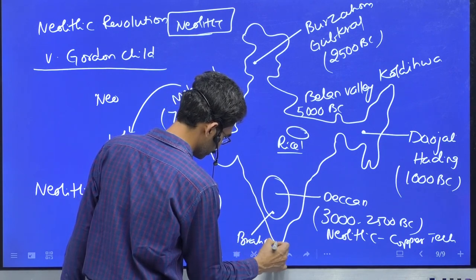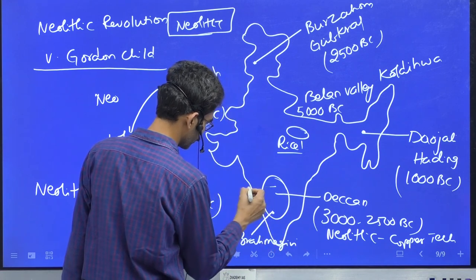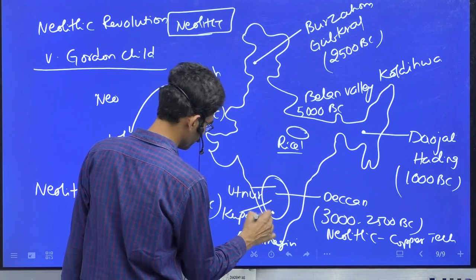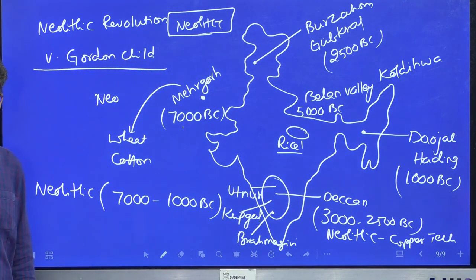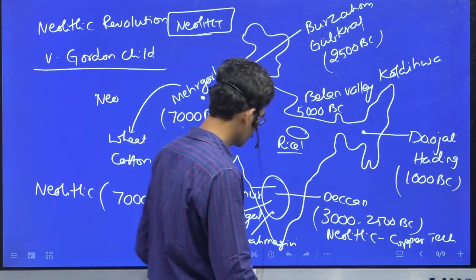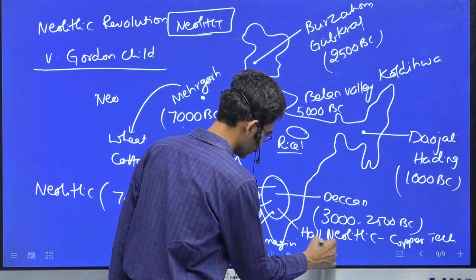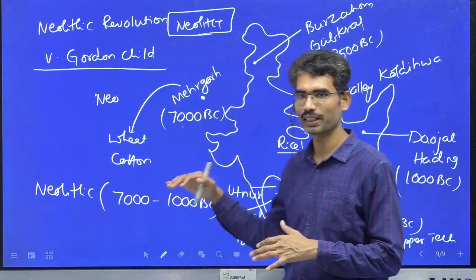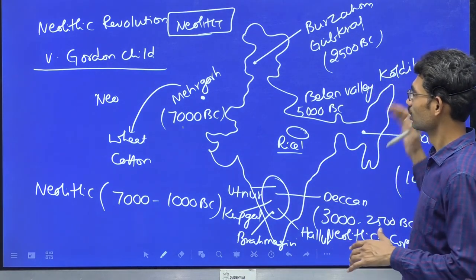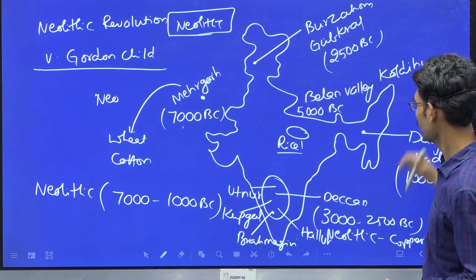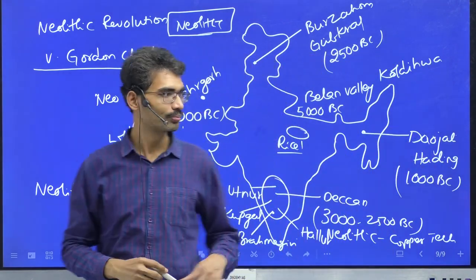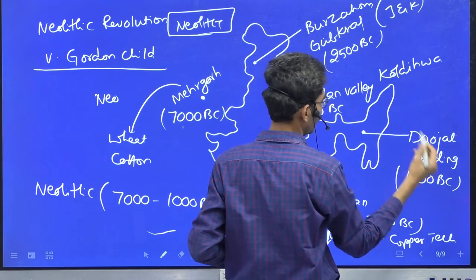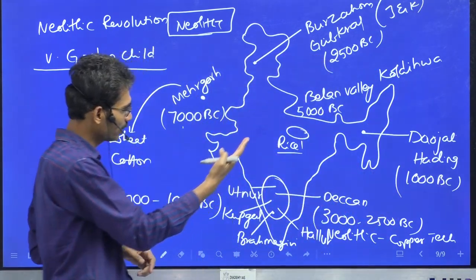Brahmagiri, Utnur, Kupgal. So some of the areas, Halur. If you see the map of NCERT, you can get the other remaining sites also, because I cannot draw everything here. Mehrgarh, 7000. Gufkral, Burjahom, J&K. Northeast, 1000, 7000, 5000, 3000.